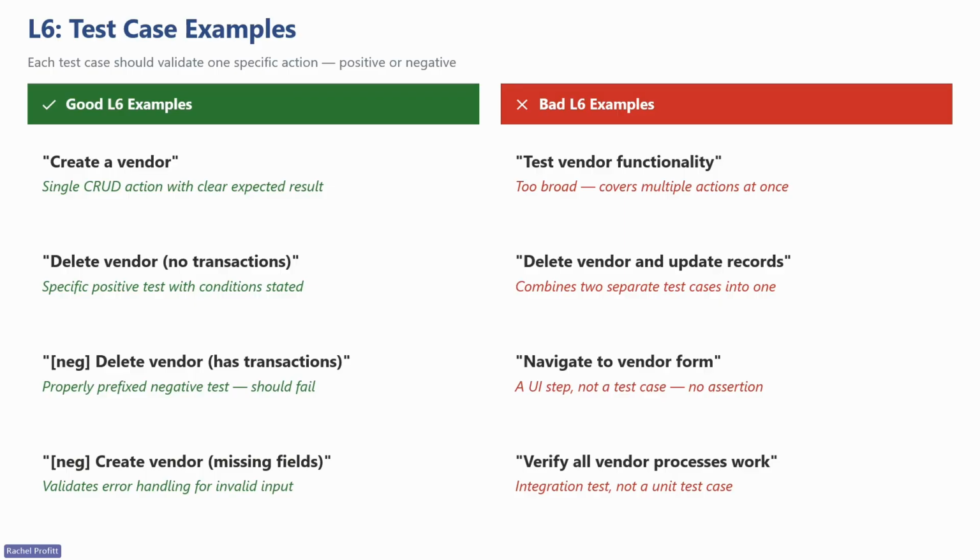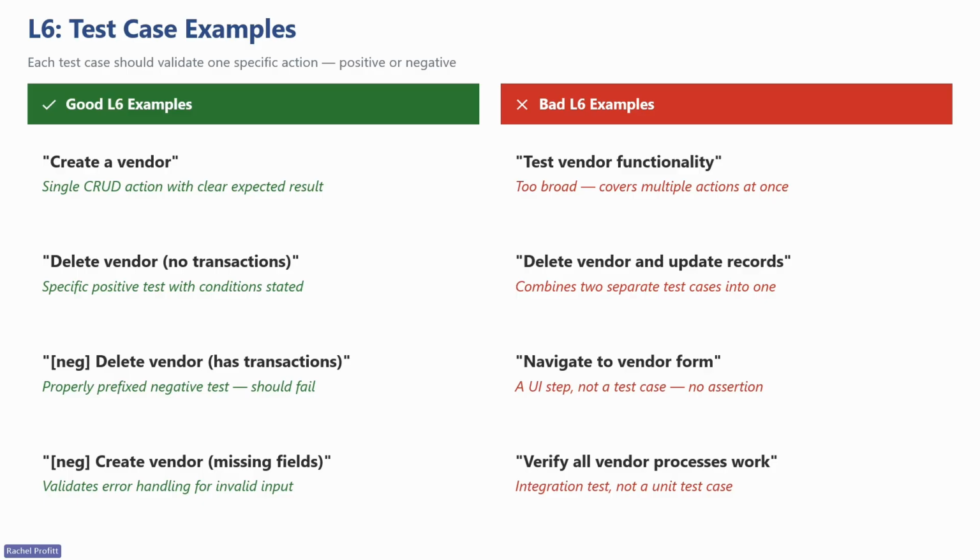So here we've got some test case examples. Strong test cases are specific and focused. A good test case validates one action under clear conditions with a defined outcome. Create a vendor, delete a vendor with no transactions. A negative case with missing fields. Each is easy to execute, maintain, and trace.